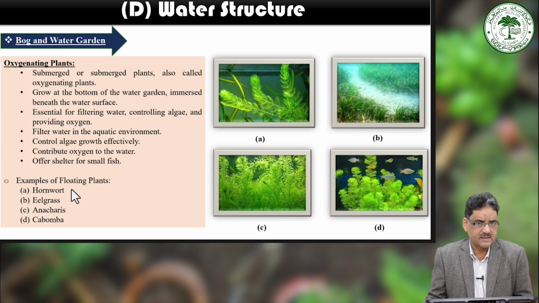Some examples of submerged plants include hornwort, grasses, anacharis and cabomba.